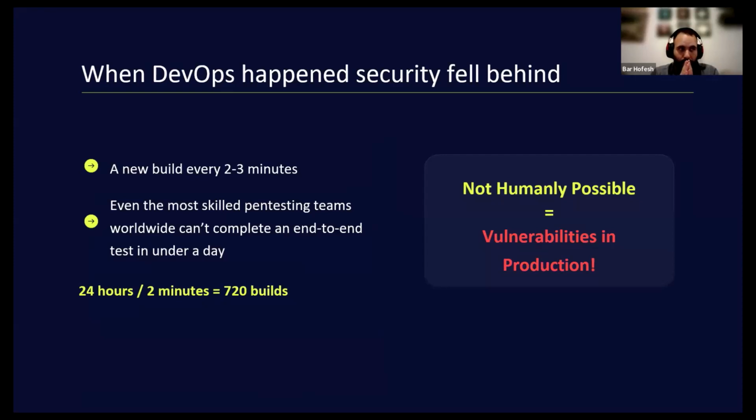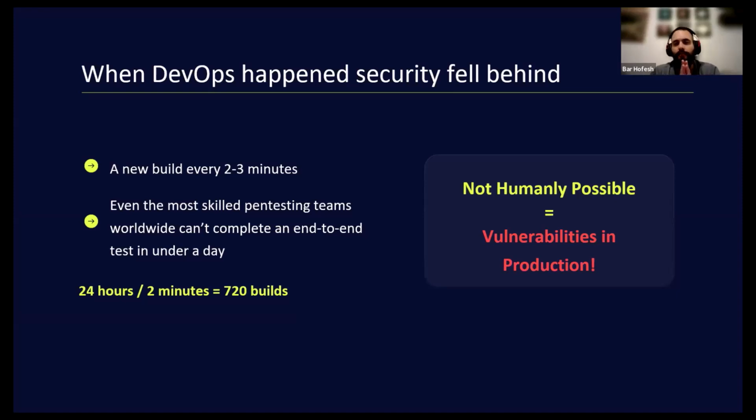If before DevOps, we looked at something between 8 to 12 months between each release, now we're talking about each release or each build every 2 or 3 minutes. Some companies go quicker, some companies go slower, but usually we're talking at least a few builds a day. And when that happens, even the best penetration testing team out there can't follow up on that.